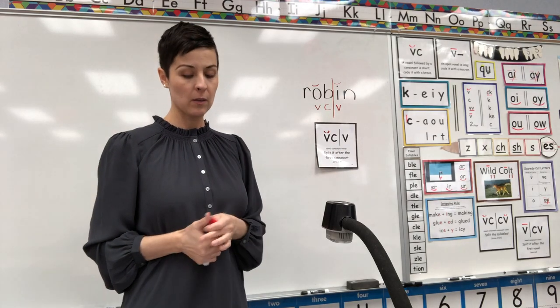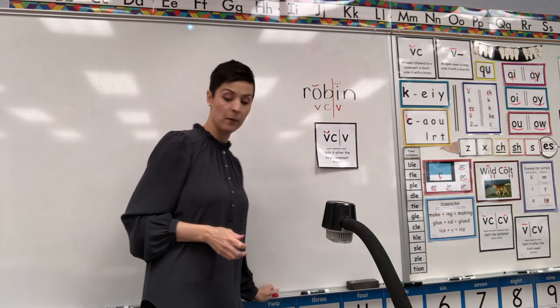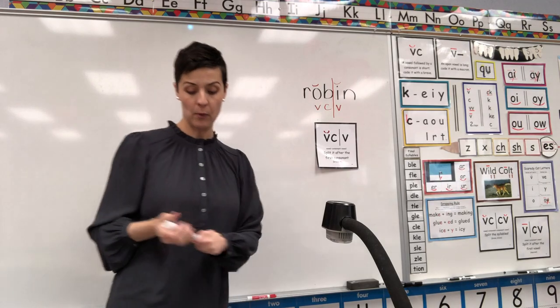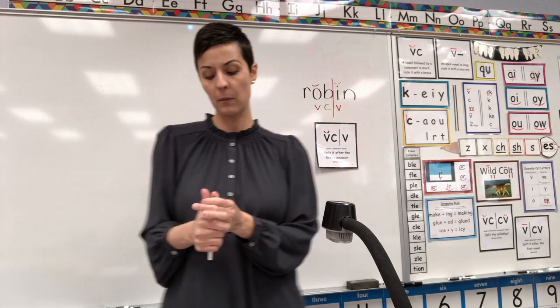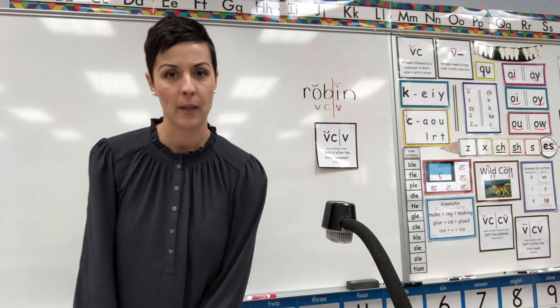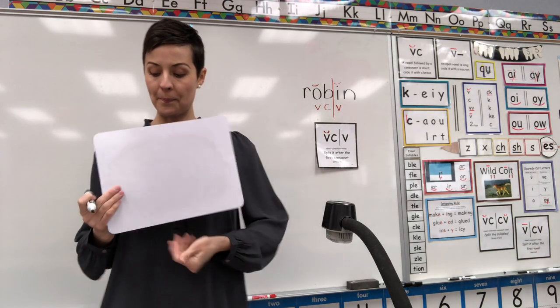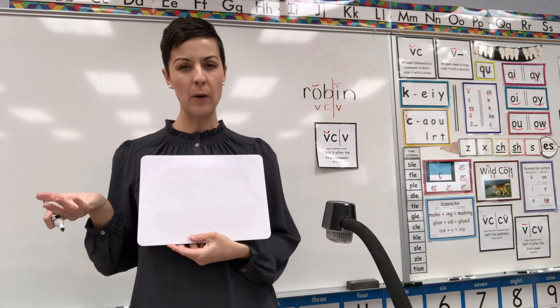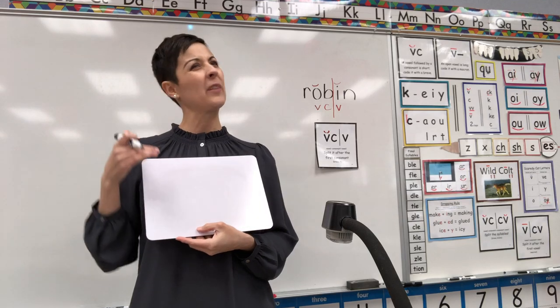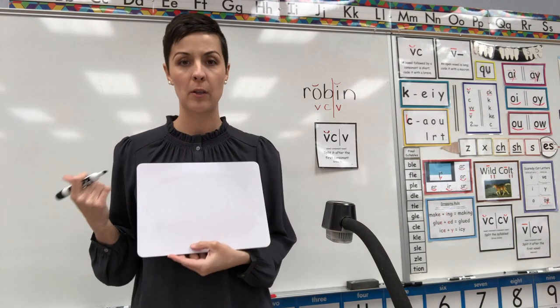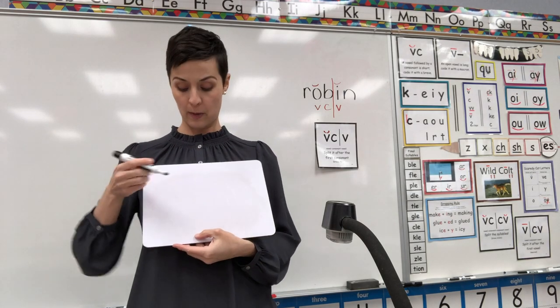So now what I want to do is some practice with you. If you have a whiteboard, you could get out your whiteboard. If you don't, you can just use a piece of paper, that's okay. But let's do a couple of these words together. And even if you know what the word says, that's okay. Still code it right with me so you can learn the right way to code it and spell it. Ready?